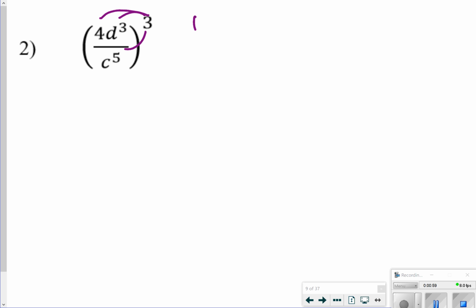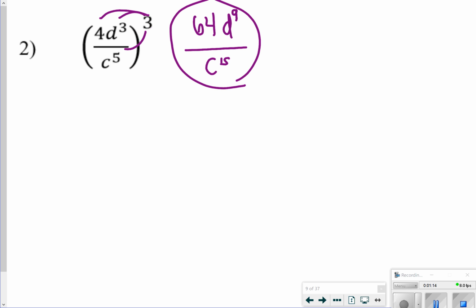So 4 to the 3rd power is 64. D to the 3rd times another 3 is d to the 9th, over c to the 5th times c to the 3rd is c to the 15th. We can't simplify anything else there, so this would be your final answer for number 2.